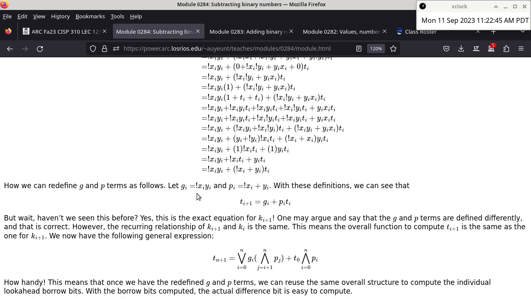For binary subtraction, g of I is now defined as the negation of x of I and y of I. P of I is now defined as the negation of x of I or y of I. You go like, but isn't that almost the same as how we define g of I and P of I for addition? Yes, almost, except we negate x of I first.